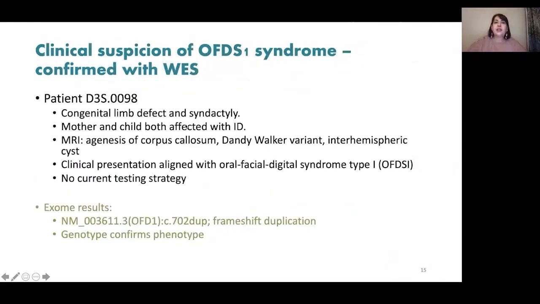The final case shows the utility of exome sequencing also to confirm clinical diagnoses. This 6-year-old patient was born with a limb defect and syndactyly, and both mother and child have intellectual disability, with mom also presenting with a tongue abnormality and cleft lip, brachydactyly, as well as renal cysts.